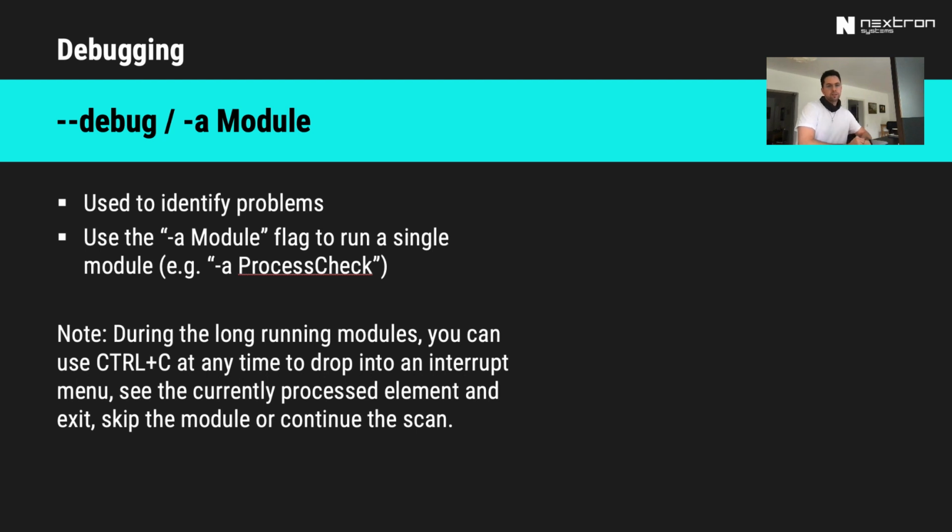And keep in mind, there is an interrupt menu. When you see a scan running on a system and it takes very long, and you say, why is it taking so long? What's the current location, and which folder is currently processing? Let's see. I would like to see that. Then you can press Ctrl+C, and you will get into an interrupt menu where you see the last element that THOR is currently processing. And then you could continue the scan, you could skip the current module, or you could exit the scan at that moment from that menu. Right? Okay.